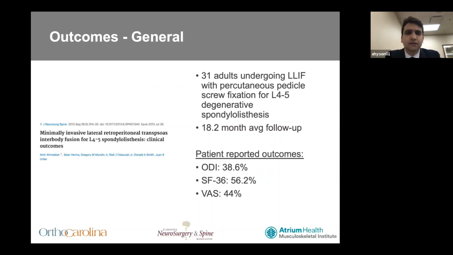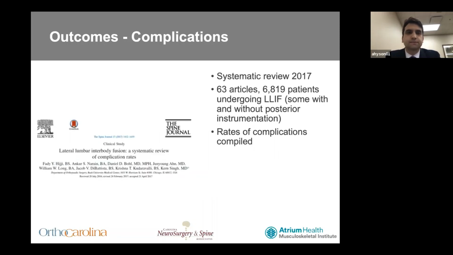Finally, in terms of another study reporting patient outcomes, Ahmadian et al. in 2013 reviewed 31 patients undergoing LLIF with percutaneous pedicle screw fixation for L4-5 degenerative spondylolisthesis. Again, patients had good outcomes with an ODI score improvement of 38.6%, SF-36 score improvement of 56.2%, and a VAS score improvement of 44% at a mean average follow-up of 18.2 months following the procedure.